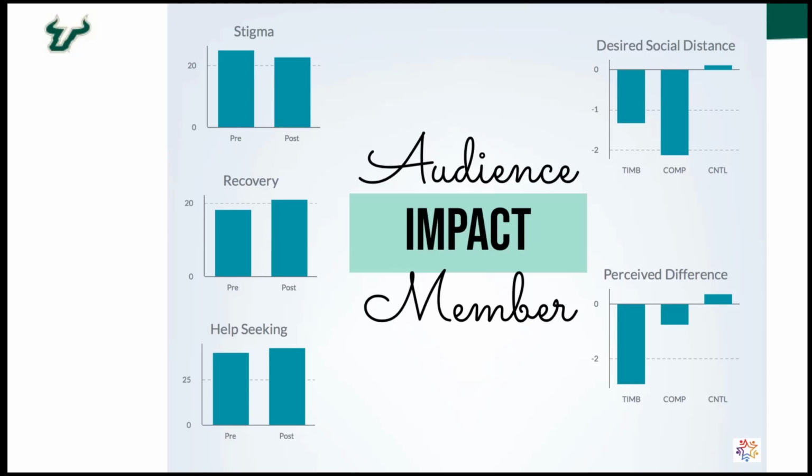So desired social distance is a proxy of discrimination. It's really hard to measure discrimination. There are some creative methodologies that allow you to do this.